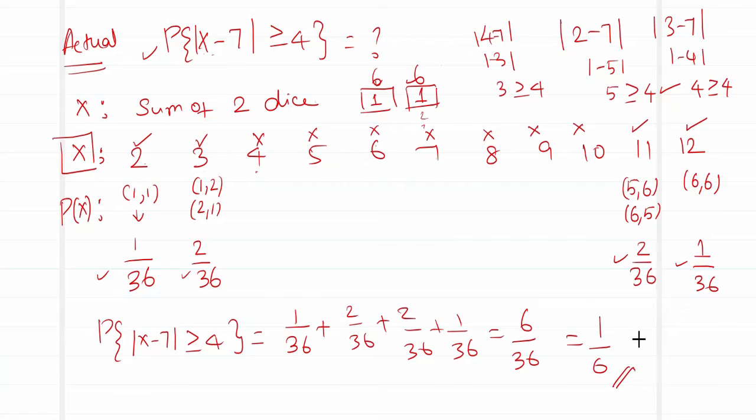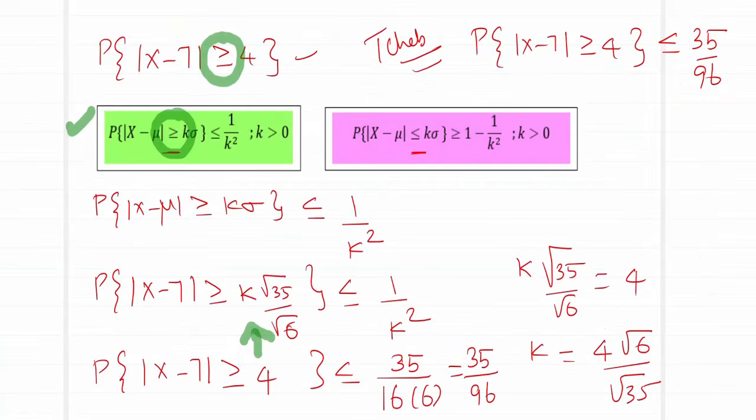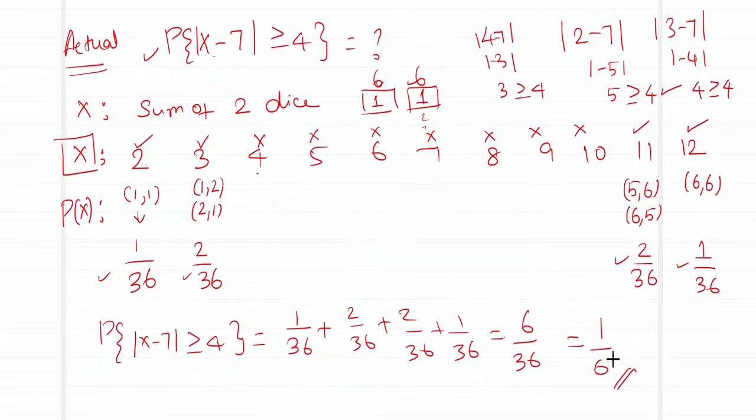And through Chebyshev's inequality, the value obtained is 35 by 96. When we compare, we see there is a large difference between the value obtained through Chebyshev and the value obtained through the actuals. But Chebyshev gives us the range in which our answer actually falls. Hence, it helps in estimating the bounds where our answer lies. Hence, the application of Chebyshev has been verified for the rolling of two dice.